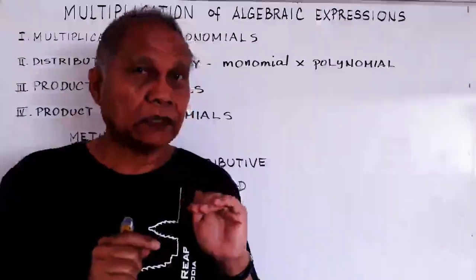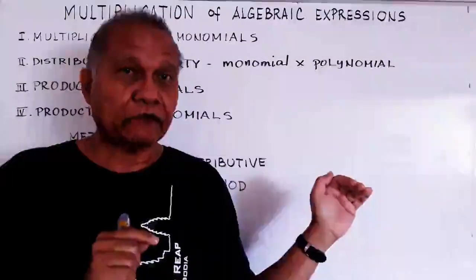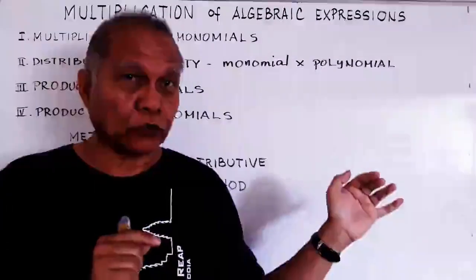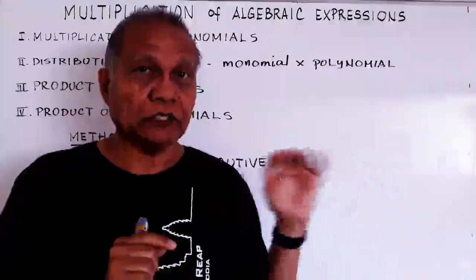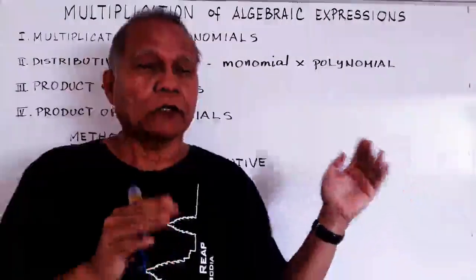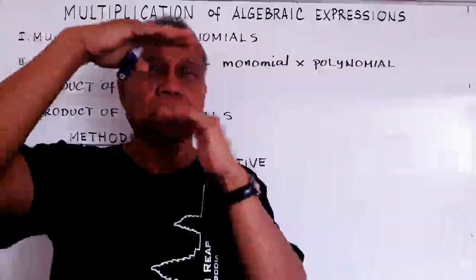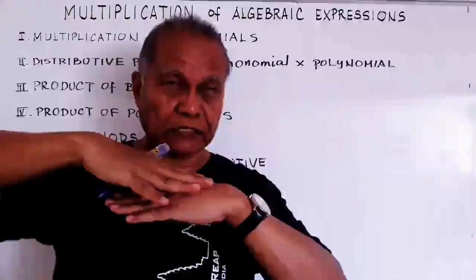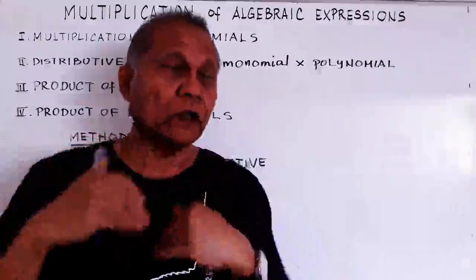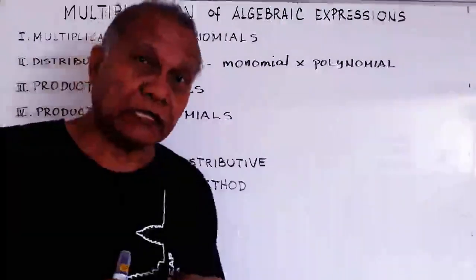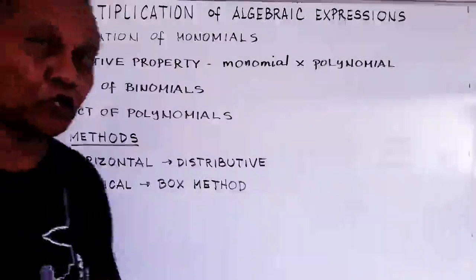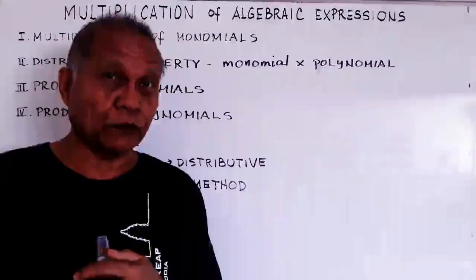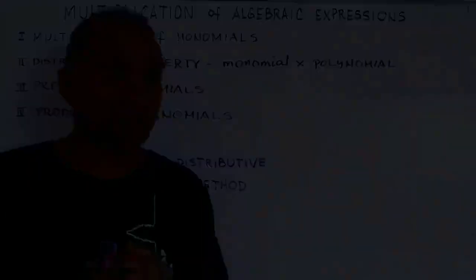For binomial times another binomial, we have the FOIL method. And then after the FOIL method, we are going to study the box method, in which we are putting the products in vertical, so we're just going to add it vertically. So let's start now and let's have the multiplication of monomials. But before that, we need to review our laws of exponents.